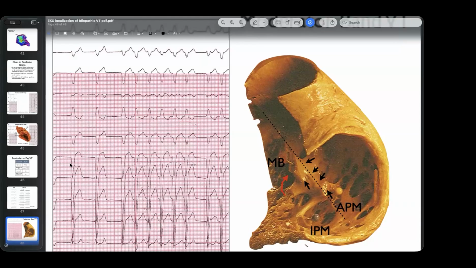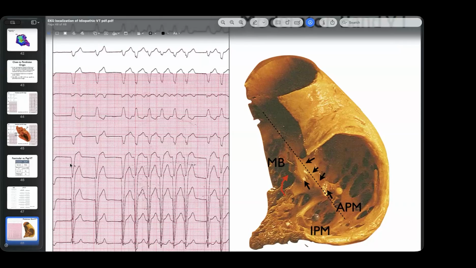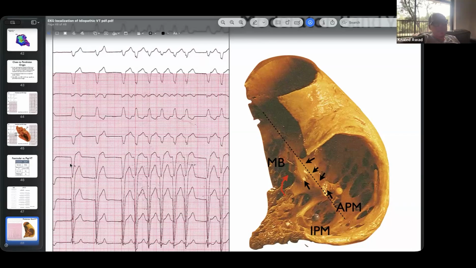And which catheter curve do you choose mostly? For an idiopathic VT, I'm usually using a DF. Yes, for an idiopathic VT, yes.